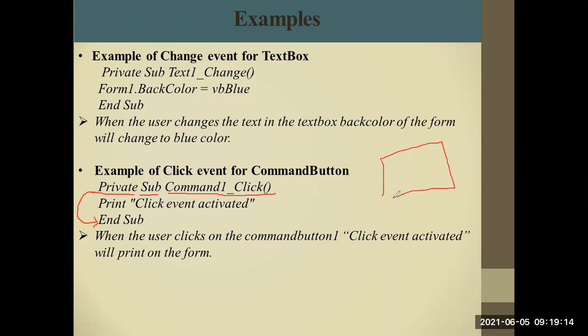Suppose this is my form and there is a command button here. Whenever I click this command button, it will display a message. The form will display a message that the click event is activated. Now you perform a click event. This is the example of the click event of a command button.